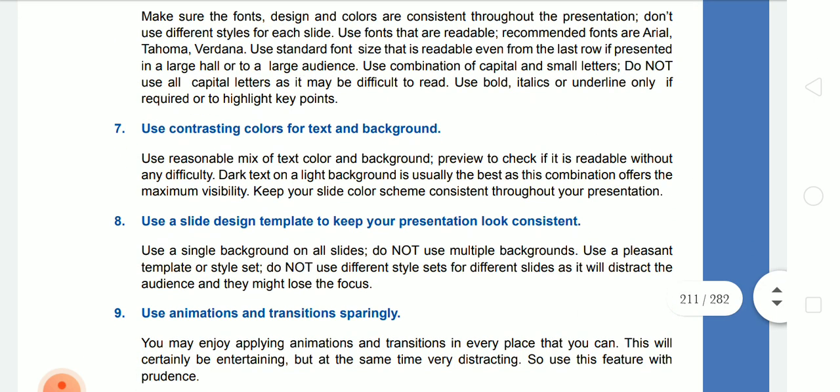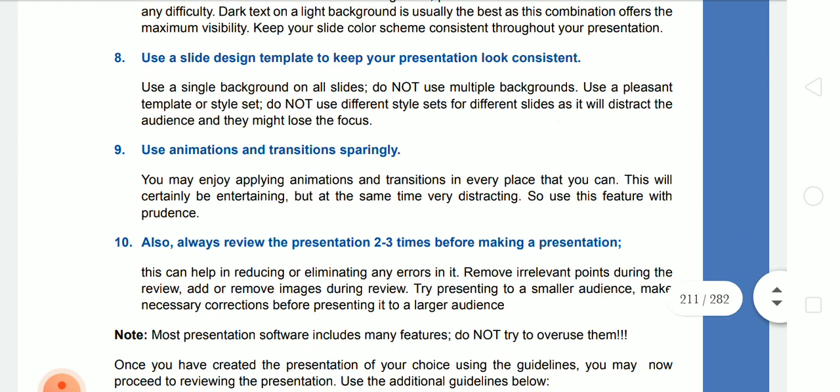Use contrasting colors for text and background. So use different colors for text and background. Use a slide design template to keep your presentation looking consistent. If you are using a slide template, keep it constant. Every slide should have the same layout or same template.